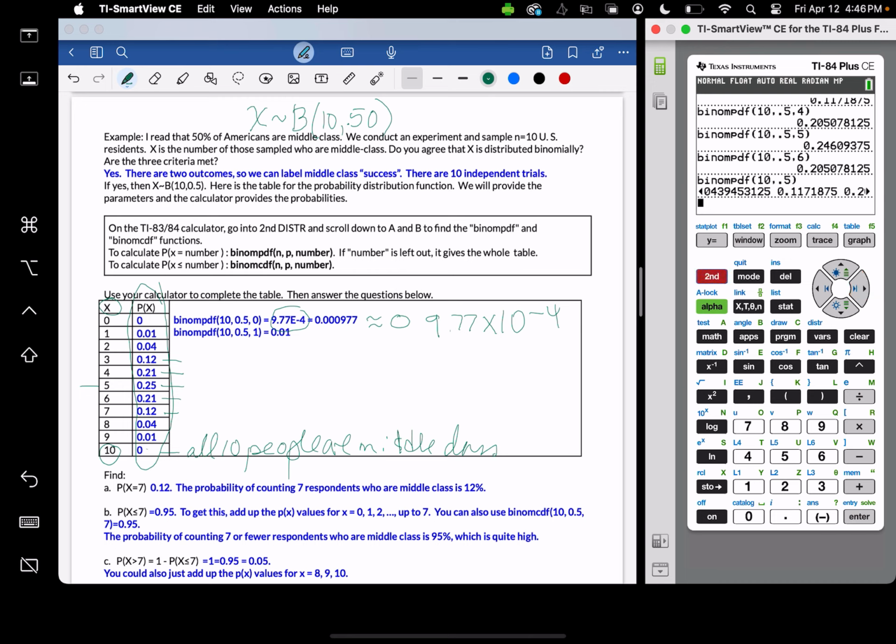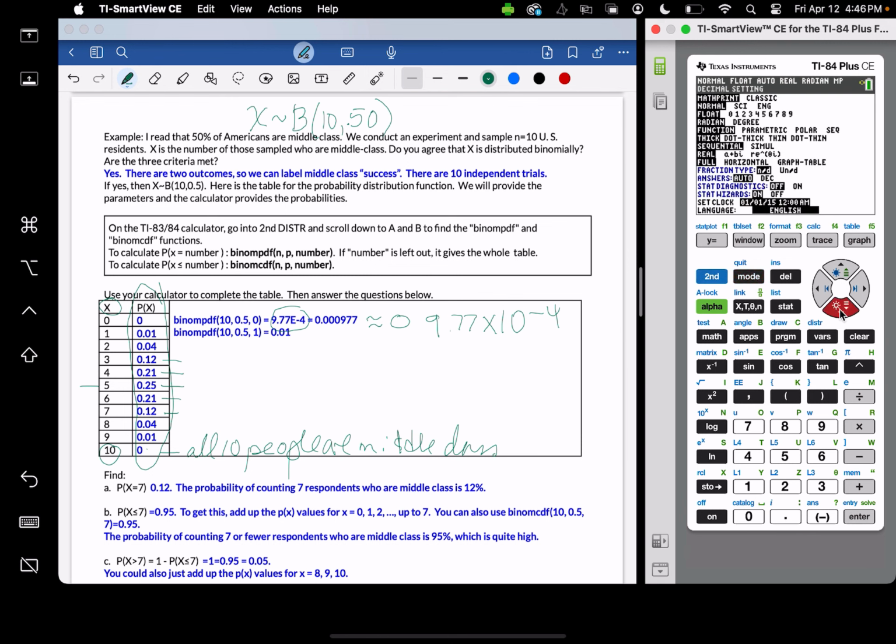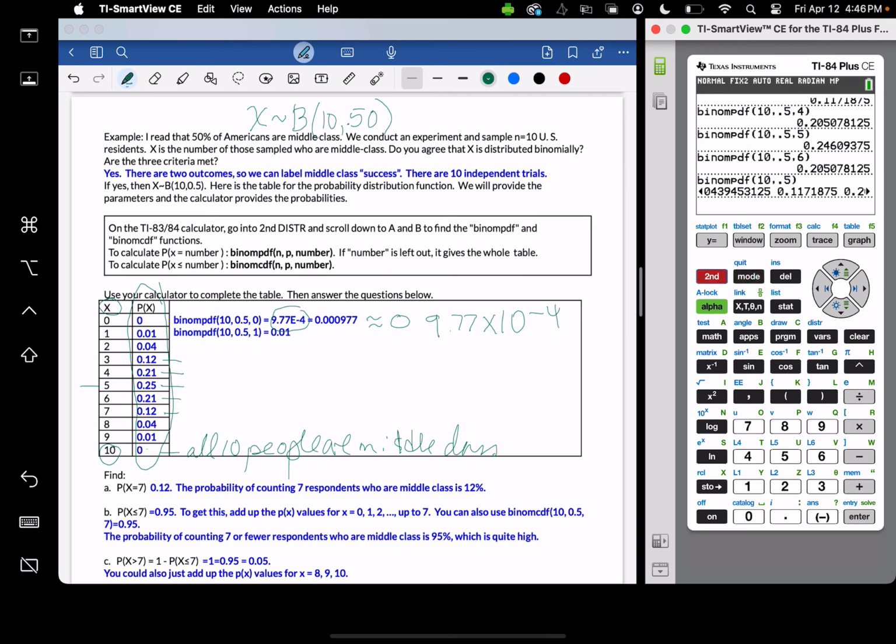Another thing I can do is go to mode and go down to float and change it to 2 decimal places. Enter, second quit, second entry, enter, and now it's rounding everything to 2 decimal places for me, so it's a little less cluttered. So that would be a faster way to get all the answers again.